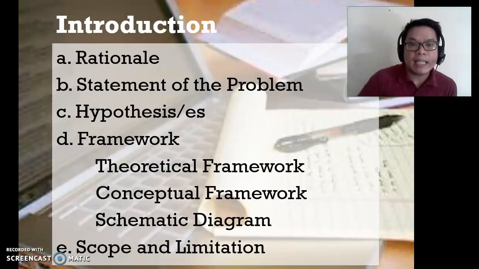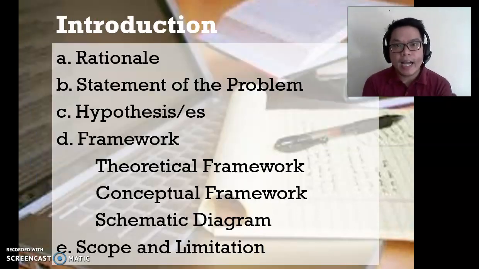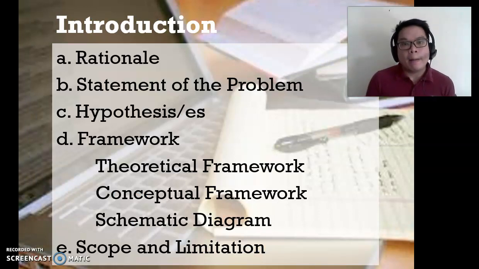Now, just as a review, these are the sections included in your introduction. You must have your rationale, your statement of the problem, hypothesis, framework, which should include theoretical framework, conceptual framework, and also your schematic diagram. And lastly will be the scope and limitation.